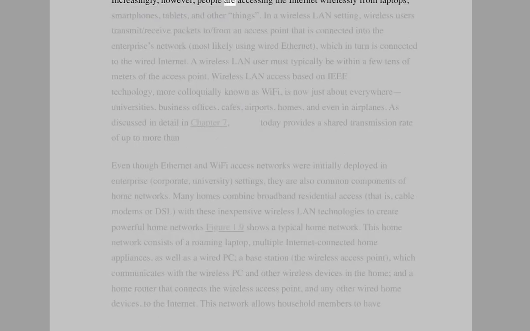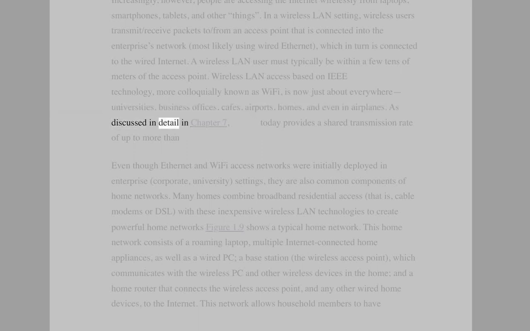Increasingly, however, people are accessing the Internet wirelessly from laptops, smartphones, tablets, and other things. In a wireless LAN setting, wireless users transmit/receive packets from an access point that is connected into the enterprise's network, most likely using wired Ethernet, which in turn is connected to the wired Internet. A wireless LAN user must typically be within a few tens of meters of the access point. Wireless LAN access based on IEEE 802.11 technology, more colloquially known as Wi-Fi, is now just about everywhere: universities, business offices, cafes, airports, homes, and even in airplanes.